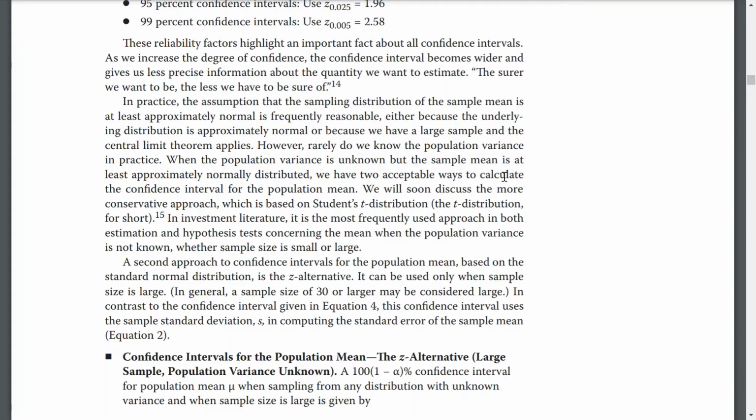We will soon discuss the more conservative approach, which is based on Student's t distribution, the t distribution for short. In investment literature, it is most frequently used in both estimation and hypothesis testing concerning the mean when the population variance is not known, whether the sample size is small or large.